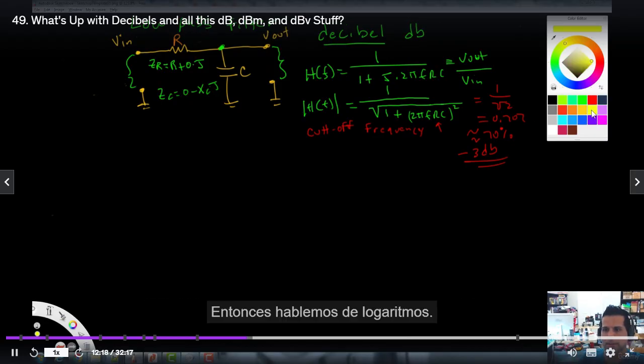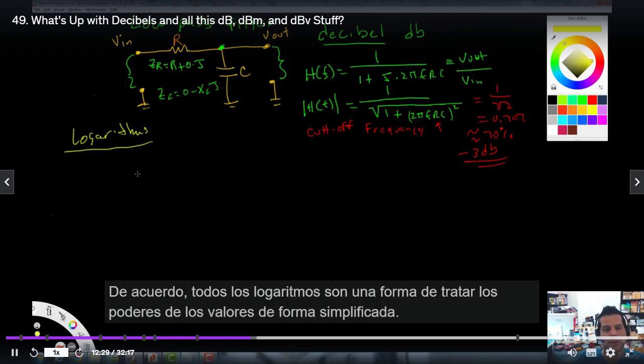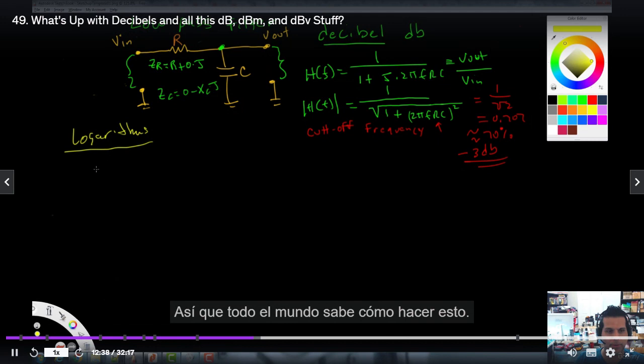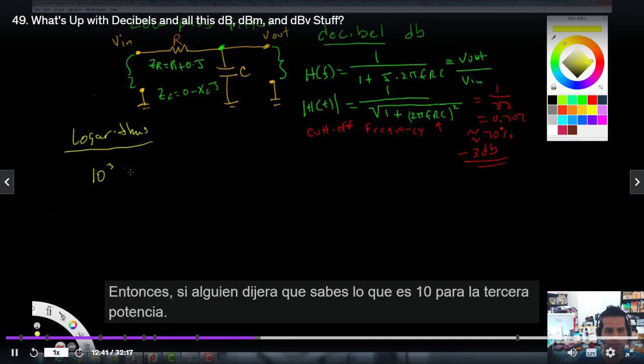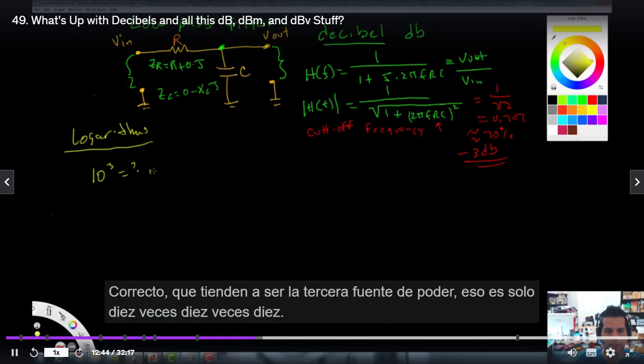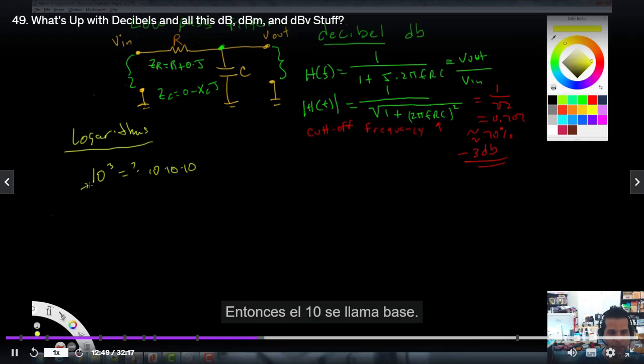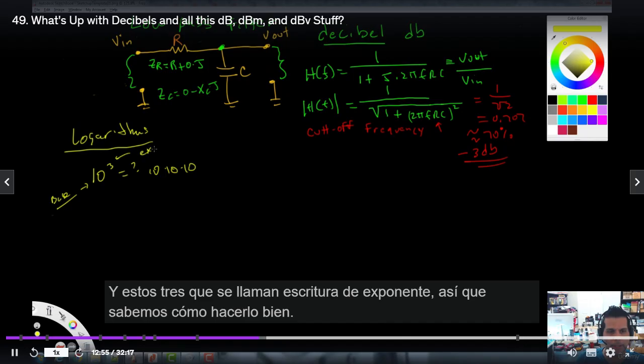So let's talk about logarithms. All logarithms are is a way of dealing with powers of values in a simplified form. Everyone kind of knows how to do this. If someone asks what 10 to the third power is, that's just 10 times 10 times 10. The 10 is called the base, and the 3 is called the exponent. So we know how to do that.